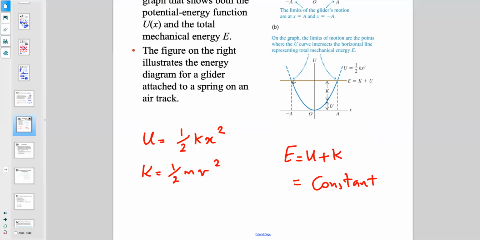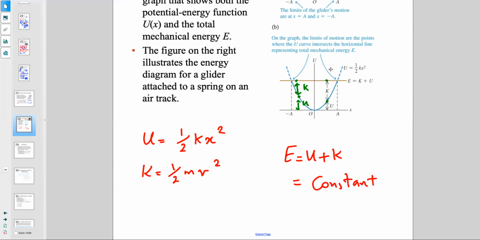Okay? So, for example, at this point, I have this much of U and this much of K, but they will end up adding to the same value. At this point, I have this much of U and this much of K. Okay? So this is U, this is K. It'll add up to be the same value.